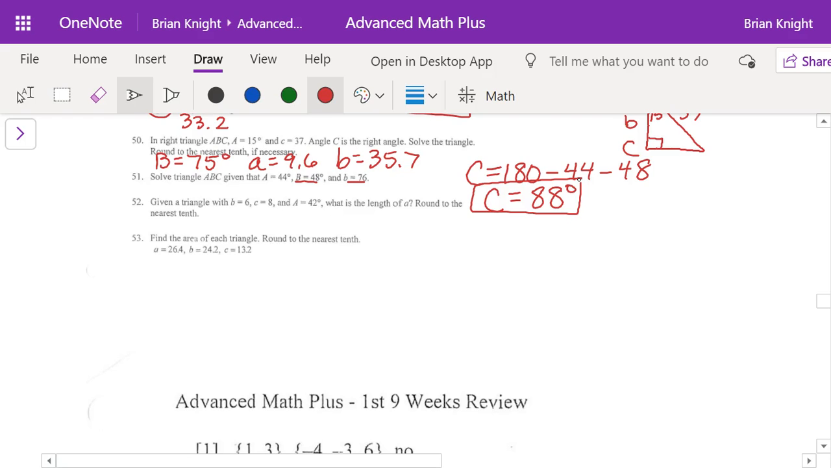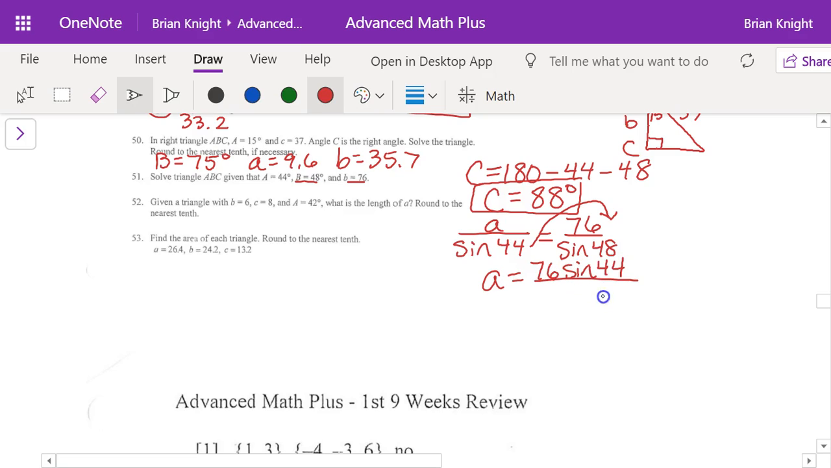So, if I want to find little a, I'm going to say a over the sine of angle A, which is 44 degrees, equals, or excuse me, not C, but what's the angle we know? B. b, which is 76, over the sine of angle B, which is 48. And I just moved the sine of 44 over here behind the 76 and put it in my calculator. So a equals 76 sine of 44 over sine of 48.